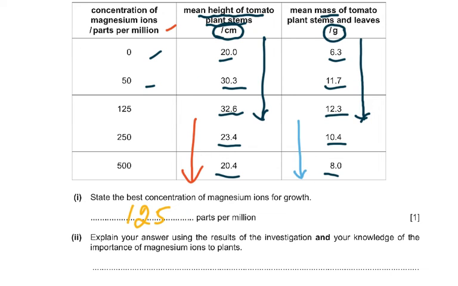Then it says state the best concentration of magnesium ions for growth. And that, of course, would be 125. Why? Because look at this, the highest mean height was the highest and the mean mass was the highest. So that is why 125 would be the one which had the best concentration of magnesium ions for growth.